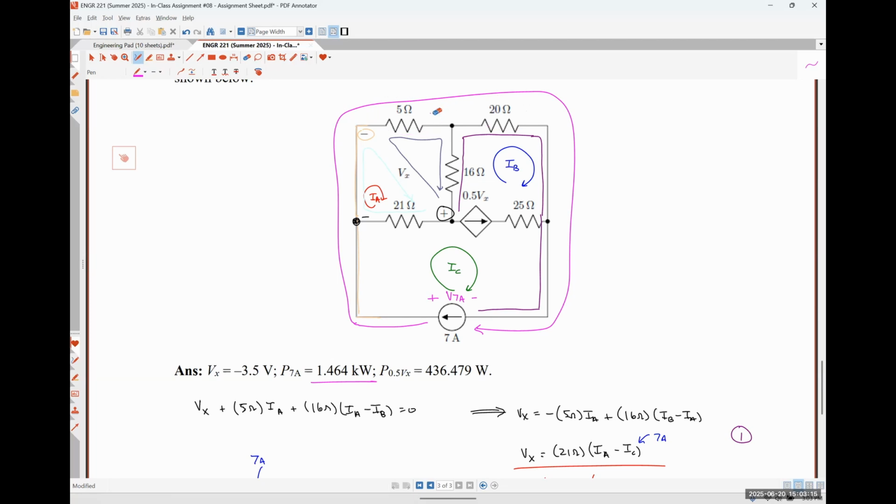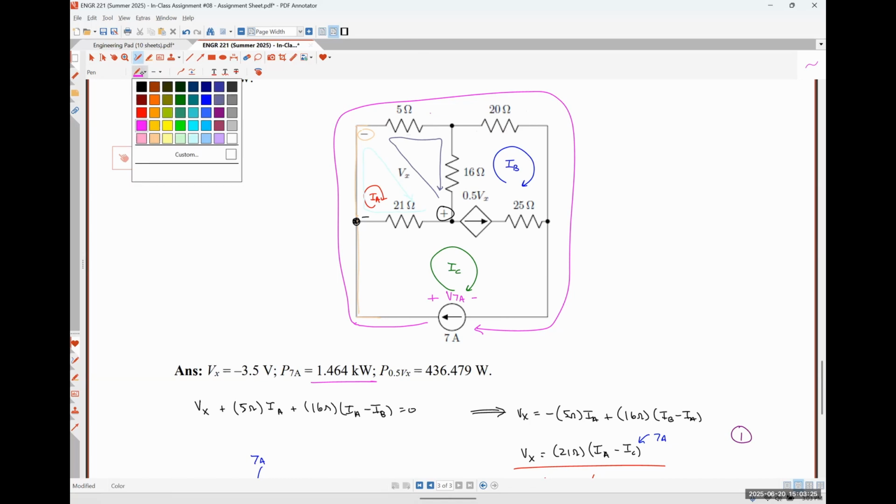Okay. So now let's talk about how we would approach the dependent source. So I'm going to assign a voltage drop across the dependent source. Let's call it VDEP right here. I want the current flowing into the negative polarity terminal and out the positive polarity terminal like so that we'll just have supplied power. And so now we could write a KVL equation around mesh B.